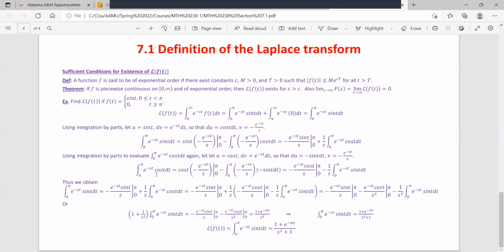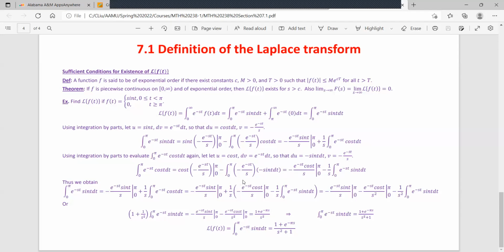So once again, I use the formula for integration by parts. Integral of u dv equals uv minus integral of v du. Plug in this u, v, du, dv. So u is cosine t, and v is just negative e to the negative st over s.